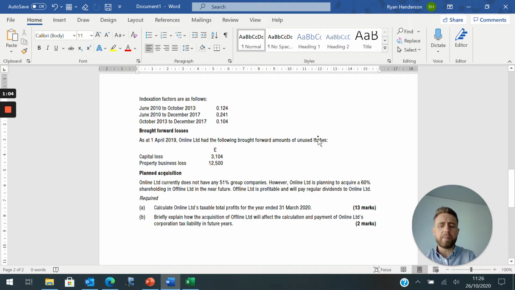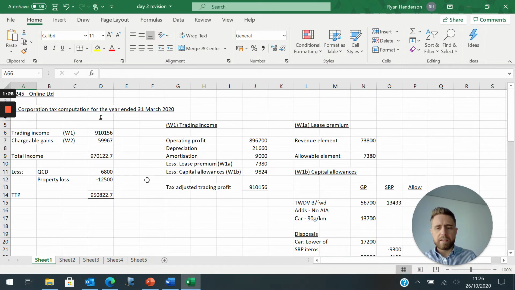So looking at the requirements here, the requirements are very simple. It says calculate Online Limited's taxable total profits for 13 marks. And then part B, briefly explain how the acquisition of Offline Limited will affect the calculation and payment of Online Limited's corporation tax liability in future years. So what I have done is I've written up the answer here on Excel.